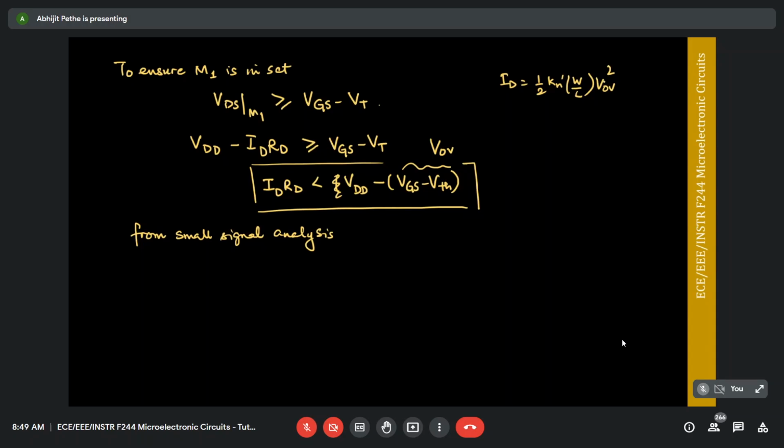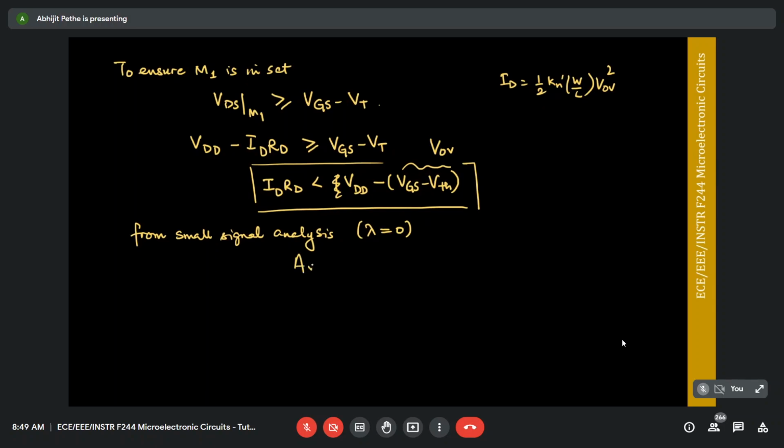So in your textbook, VOV is something which Sedra Smith uses quite a bit. I just want you to get familiar that sometimes instead of VGS minus VT, we'll just talk about what is the overdrive. Overdrive means what is the gate voltage above the threshold voltage. So from the small signal analysis, again, if I assume lambda is equal to 0, then what is the gain?